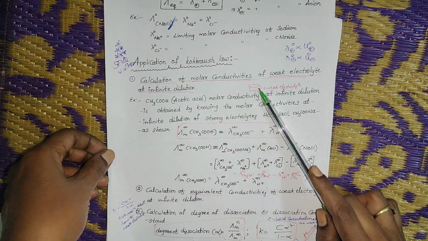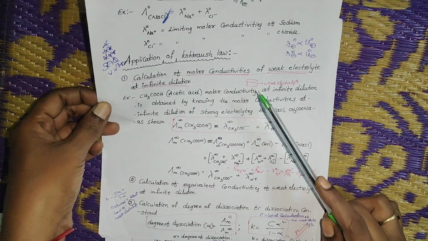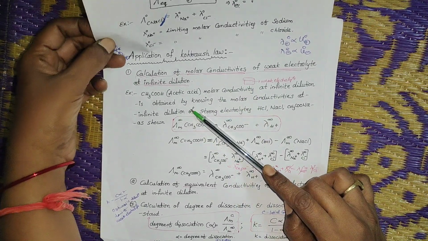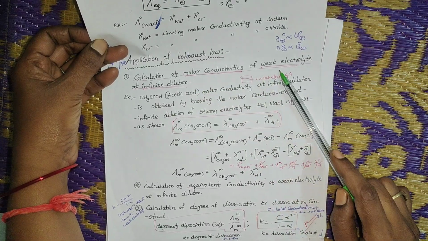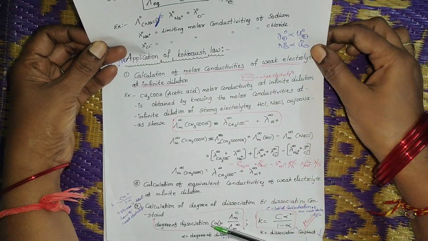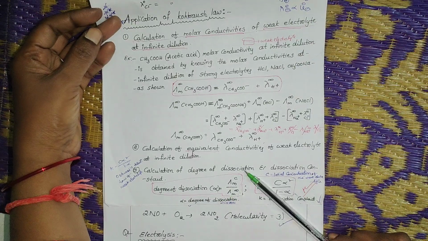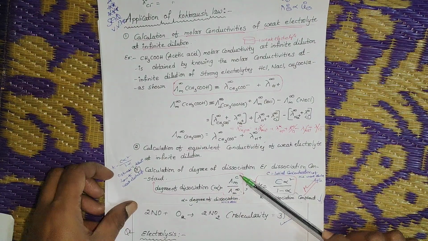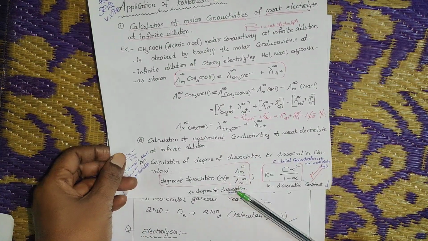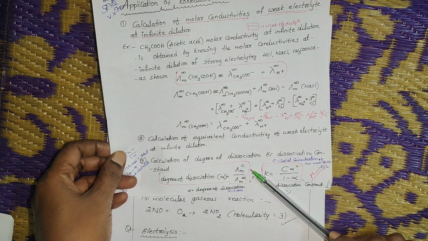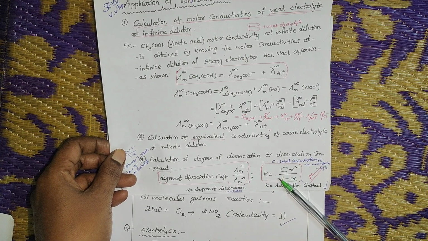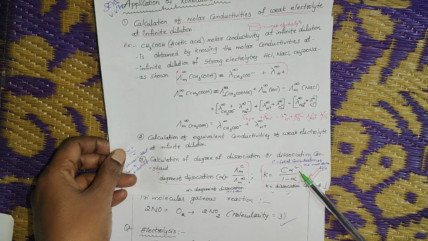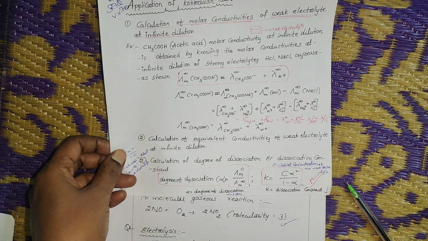One is calculation of molar conductivities with the help of acetic acid. At the same time, molar conductivities of a weak electrolyte, and equivalent conductivities of a weak electrolyte. And third is the calculation of the degree of dissociation, alpha equals capital lambda m power c by capital lambda m power infinity, and dissociation constant K equals c alpha square by 1 minus alpha.